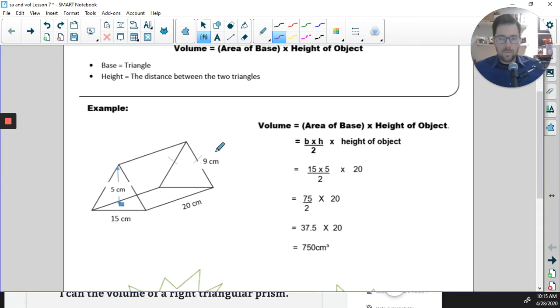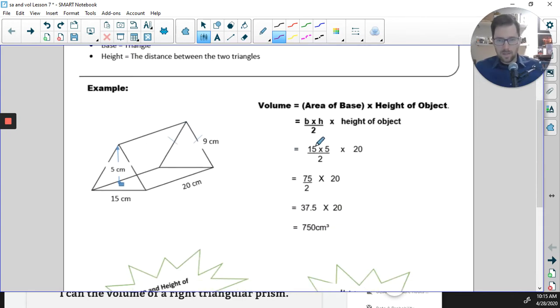So if we see them like this, just remember it's the same thing as this. We flipped it up, and so we had our triangle on the bottom. We went up. Well, you get the point, right? Okay, we have our triangular prism. This would be the base. This would be the height.